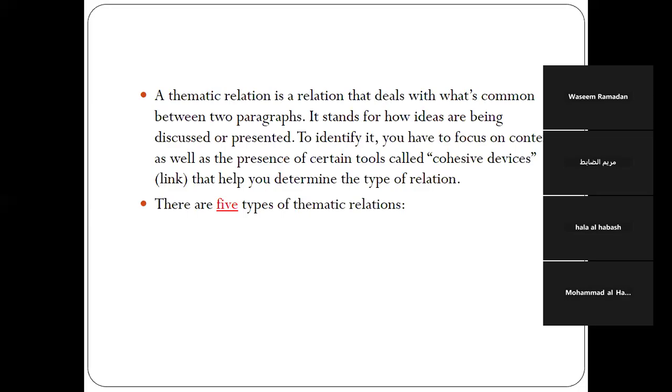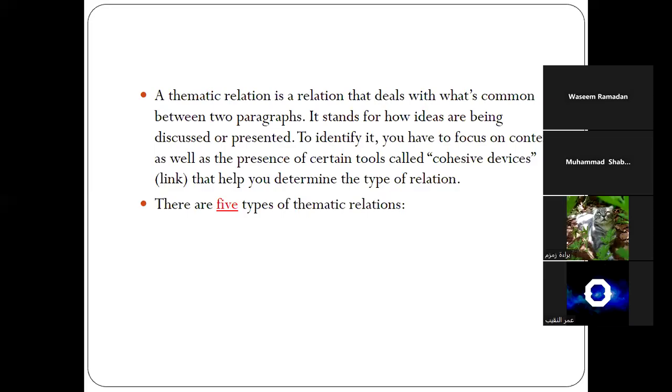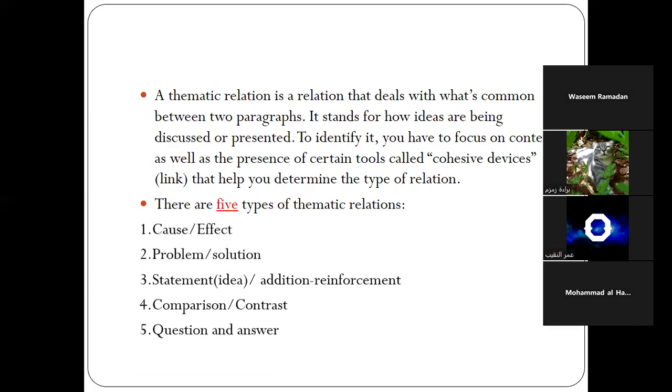And of course, sometimes to identify the thematic relation, we have some devices or tools that help us determine the type. Okay, we have 5 basic types of thematic relations. Who can remind us before I show you? Yes? If you still remember. Idea support. Compare, contrast. 2. Problem solution. Yes. 3. Cause effect. 4. Ideation. And question answer. Problem solution.